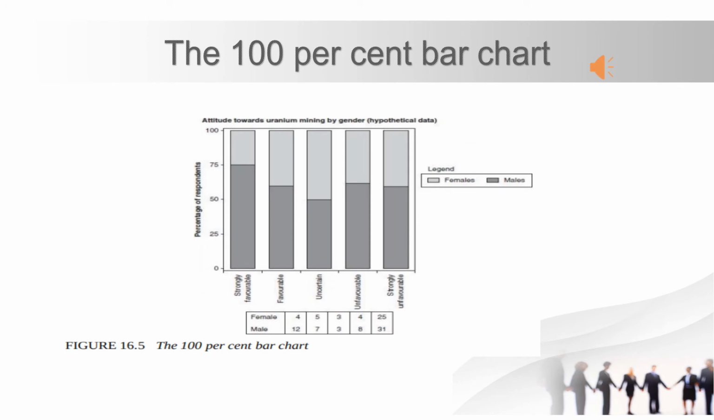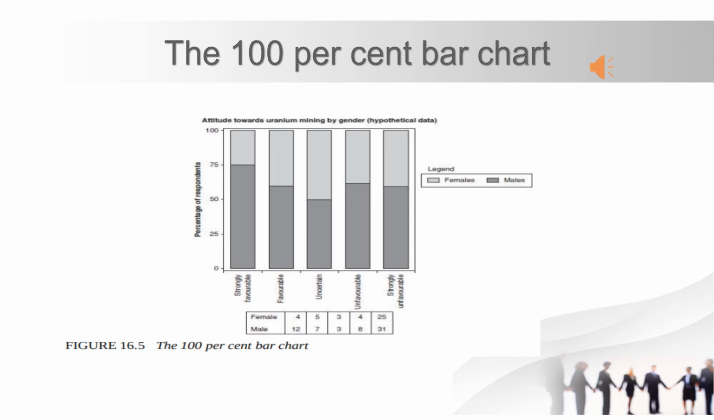So another type is the 100% bar chart. This 100% bar chart is very similar to the stacked bar chart. In this case, the subcategories of a variable are converted into percentage of the total population. So each bar, which totals 100, is sliced into portions relative to the percentage of each subcategory of the variable.